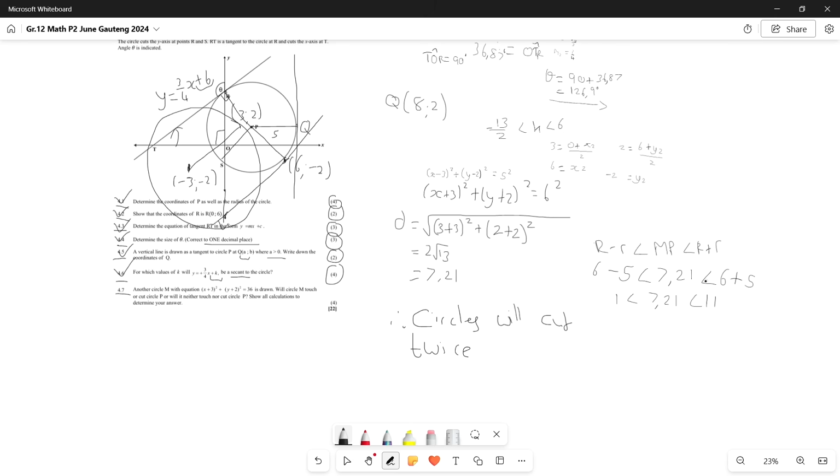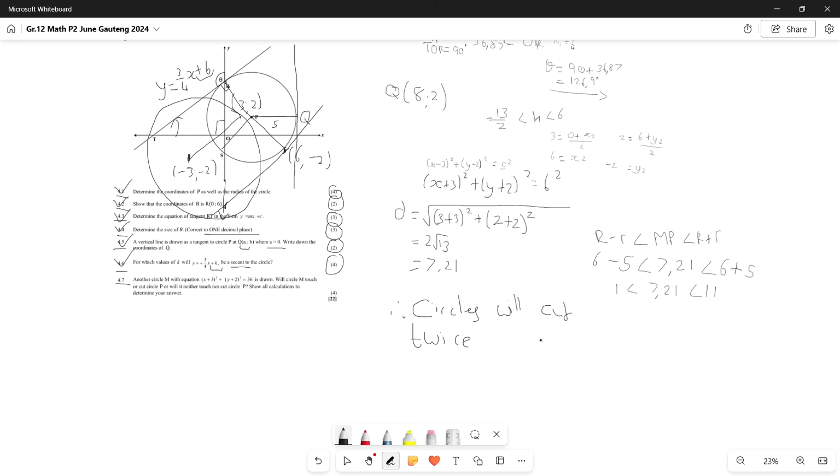Okay, so we've solved this. We have the distance of MP, and it's in between the radius of the bigger circle minus the radius of the smaller circle, and it is greater than that, but it is also less than the radius of the bigger circle plus the radius of the smaller circle. So that is our proof that our circles will cut twice, but we're going to run through the different scenarios.